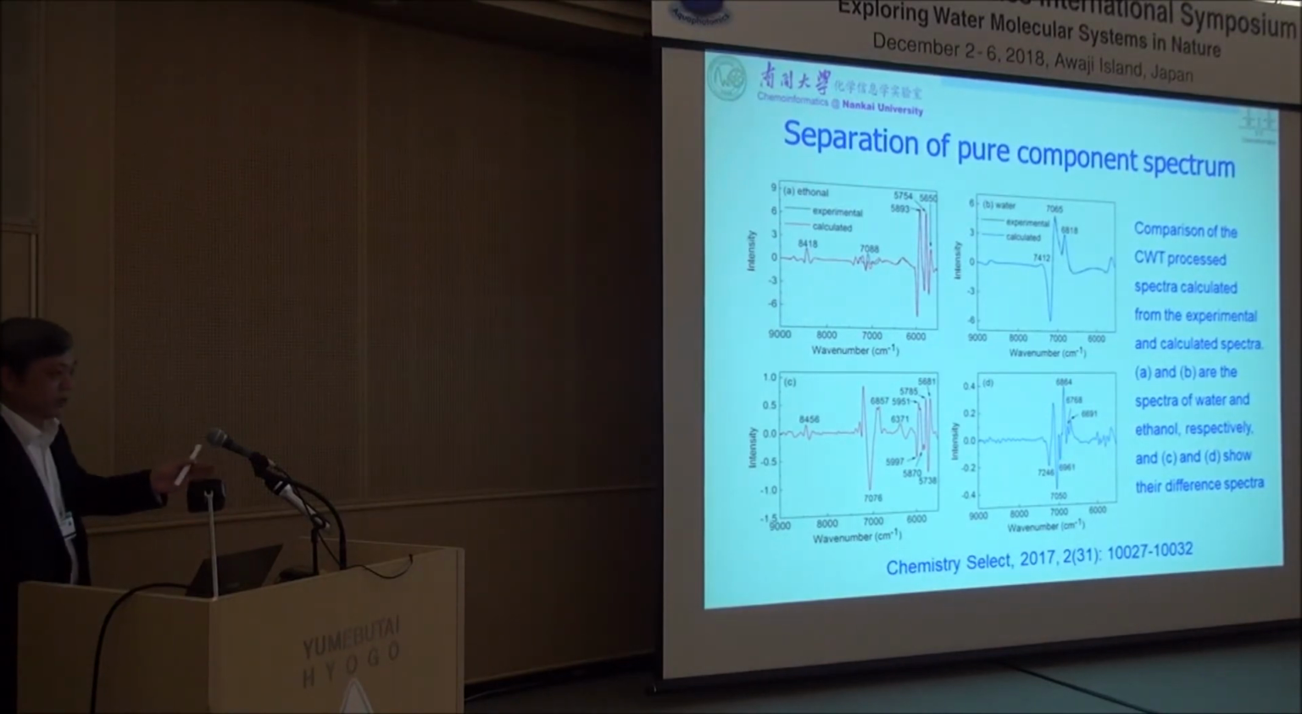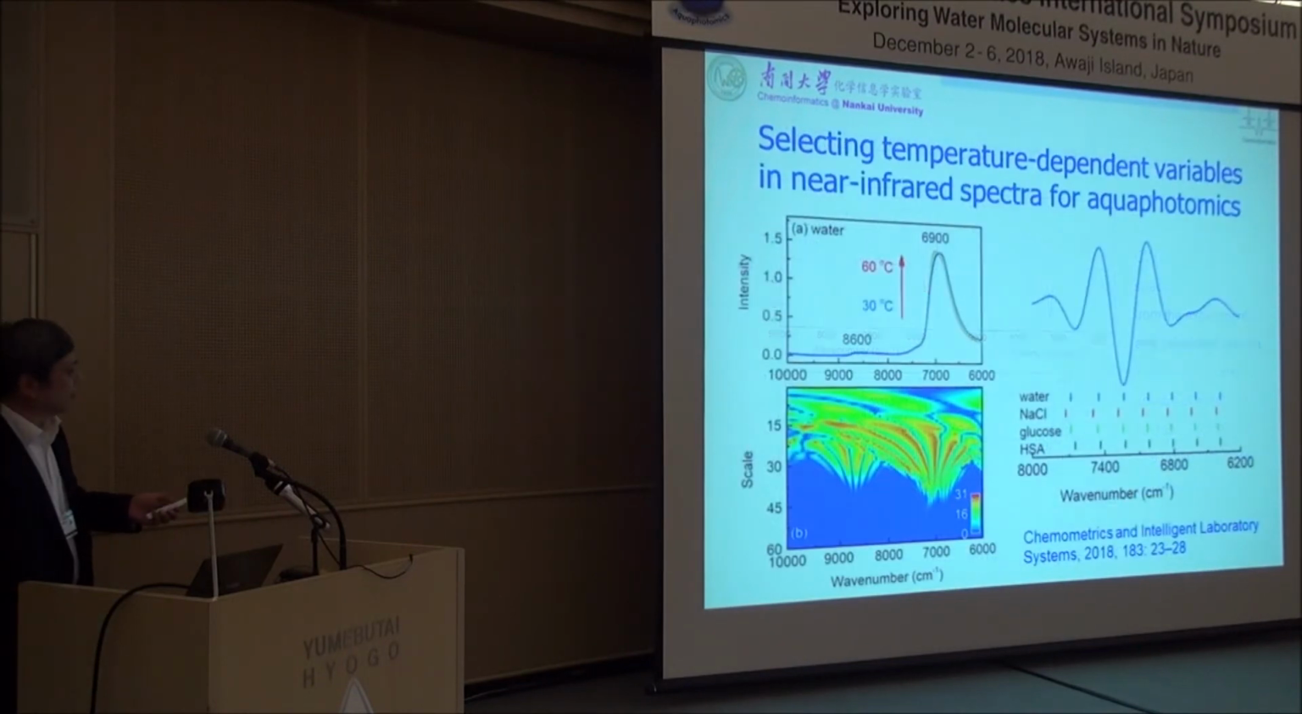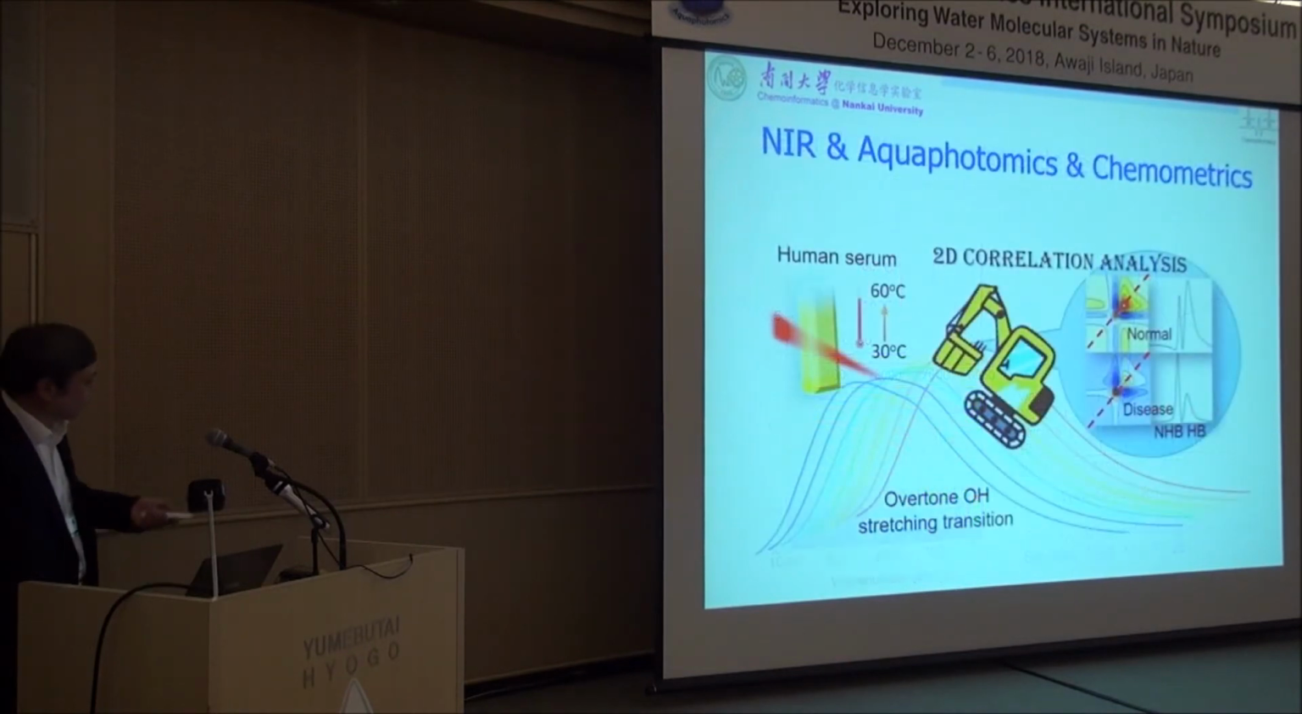This peak changes with temperature. And this is a new method for selecting the temperature-dependent variable in the spectra. The result is very interesting. For different solutions, we can obtain different results for the variables sensitive to the temperature. So this paper has just been published in ChemLab. So you can see the detail from the spectra, from the paper.